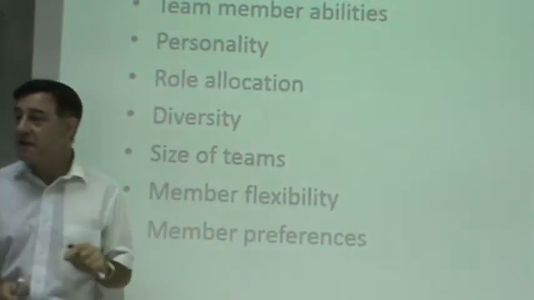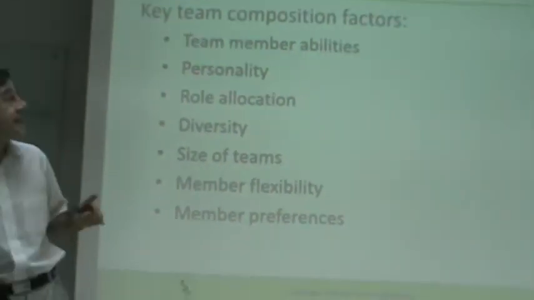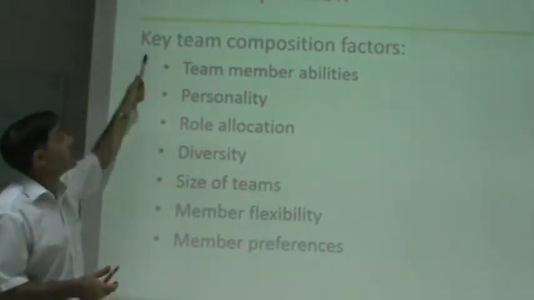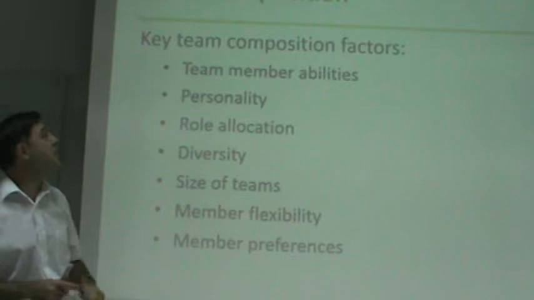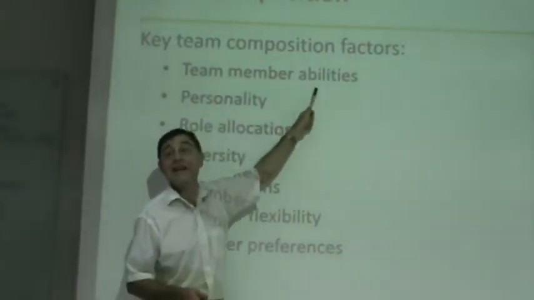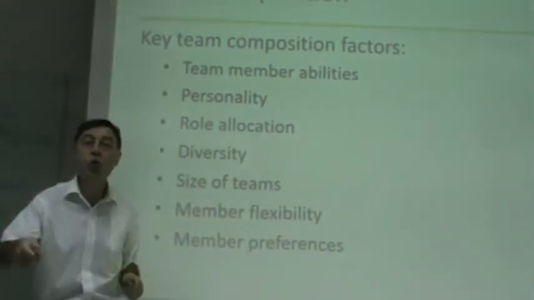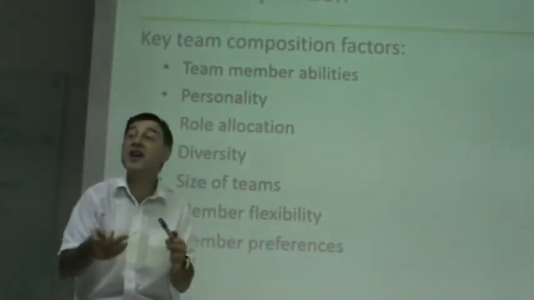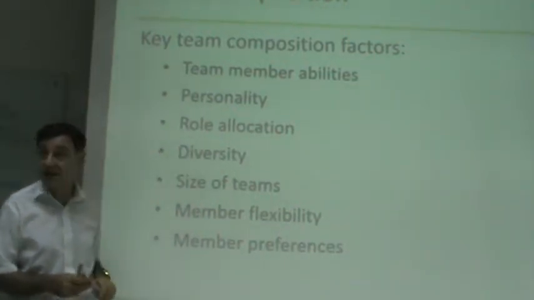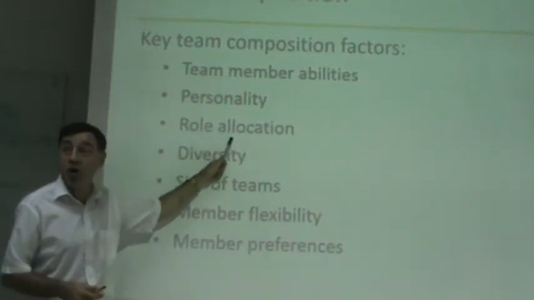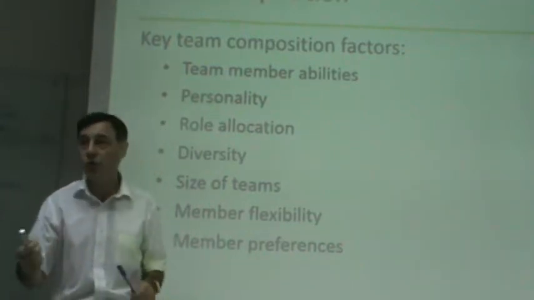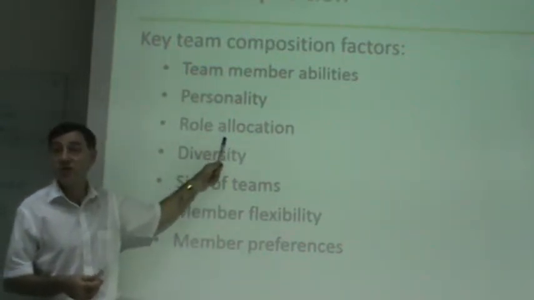All right, specifically, and I already discussed this, they just repeated from the previous slide: if you're going to be composing a team, you need to think about the members' abilities and their skills. Who knows what? Who will contribute with what? You need to think about their personalities. I already discussed that. We need to think about their role allocation. So, who will be responsible for what? I discussed a little bit roles yesterday.